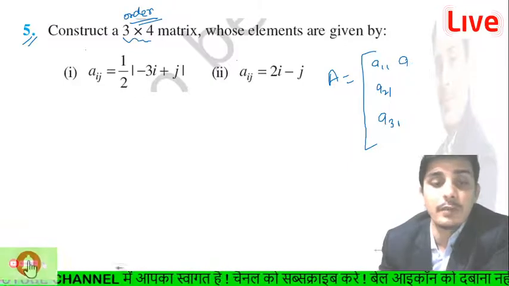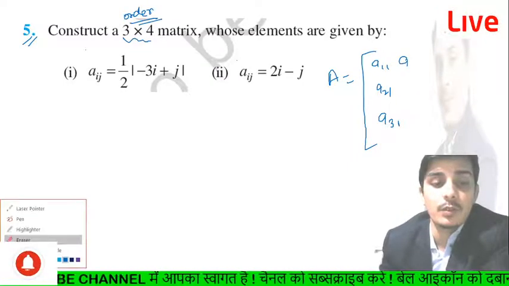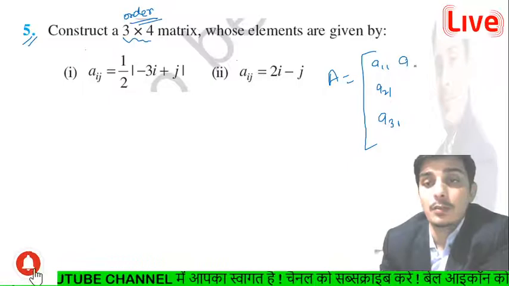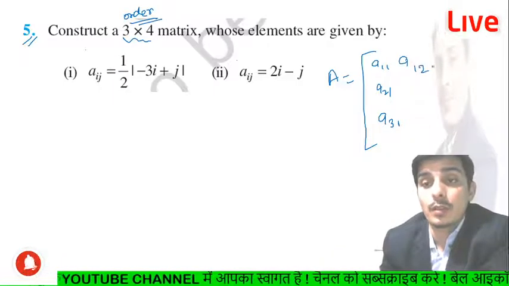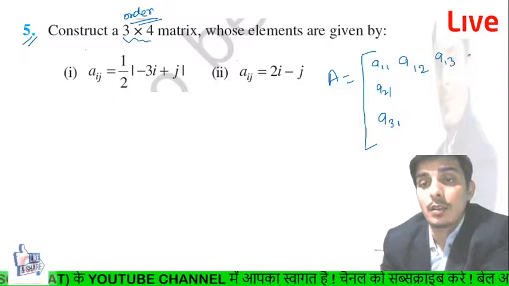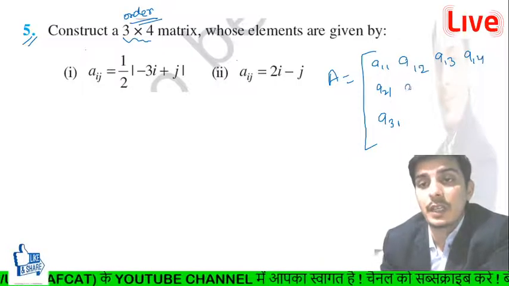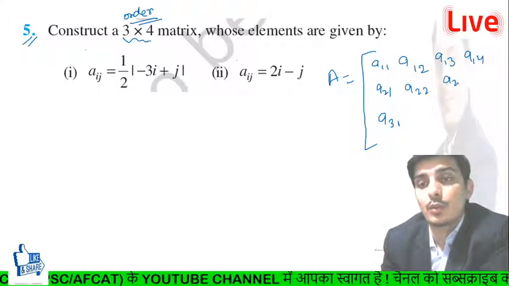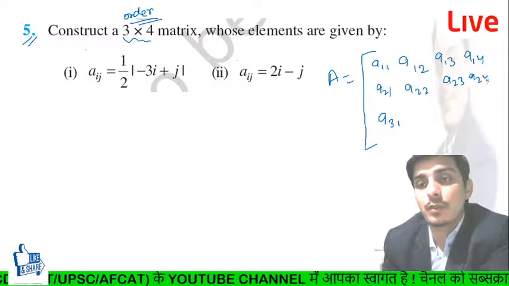What we can write here? We can write here A21, we can write here A12, this is A13, A14. We can write here A22, A23, and A24, right?